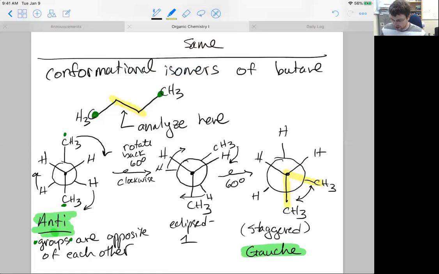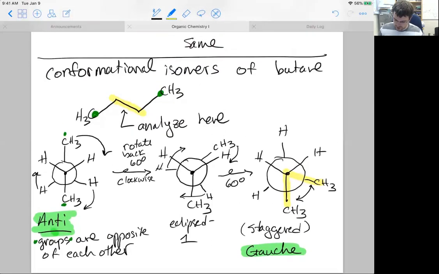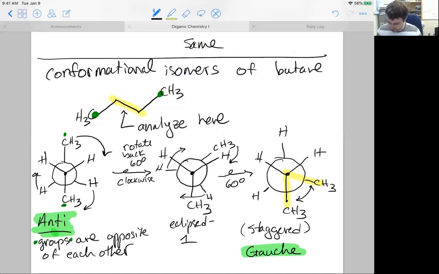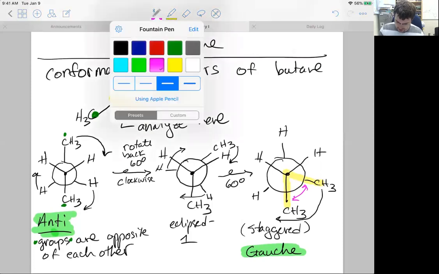But anyway, we're at the gauche conformation. By adding the two groups, we can tell the difference now between this structure and this structure. While they're both staggered conformations, now the green balls are closer to each other. Now the CH3s are closer to each other, and we'll see in a second that they have different energies. What I'm going to do now is rotate the gauche conformation another 60 degrees from the back. So let's rotate 60 degrees again. And I think I want to make this arrow a different color so you can see how close those CH3 groups are. Anyway, back to the black pen.